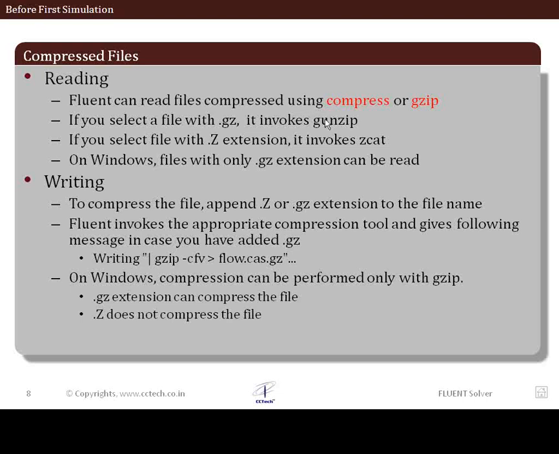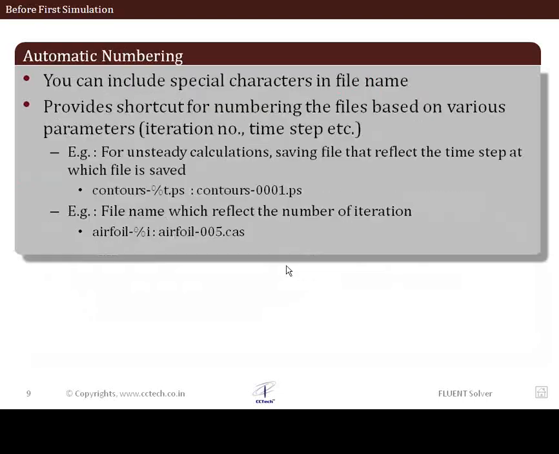In Windows and Linux operating systems, there are different options that we have. In Windows, we can write a file using the .gz extension, and then the file gets written as, let's say, flow.case.gz. It can be any file. It can also be a data file or a profile file, anything that you can write with a .gz extension, and it gets compressed and written down. And in Windows, it's only possible with a .gz extension.